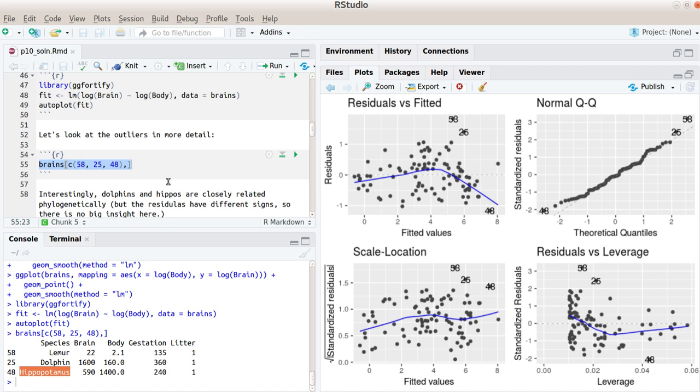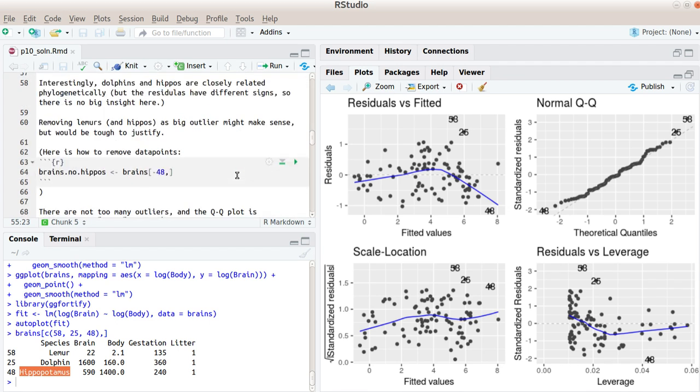Probably we shouldn't remove any points. Sometimes you might make the case of, oh, let's just remove the hippo because it's messing things up here. This line would probably be a lot straighter if the hippo was not here. So you might be tempted to remove the hippo. On the other hand, if there's not a principled reason to do that, like maybe you have biology-based reasons to think that the hippo is really atypical, then maybe you wouldn't remove it. So here we chose not to do that, although here's how you would do it if you wanted to.